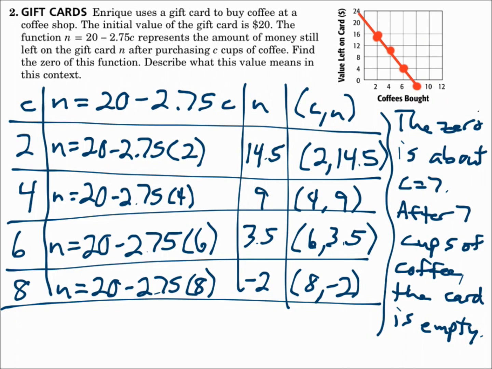So treat these the exact same way. Make your table, substitute in, and get your points, and then make sense out of it. When you buy 2 cups of coffee, there's $14.50 left on the card. Buy 4 cups of coffee, there's $9 left on the card. Buy 6 cups of coffee, you got $3.50 left on the card, and so on. Put it into context and describe what it means, based on what the variables stand for.